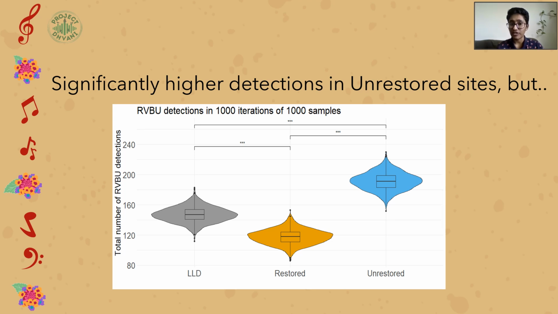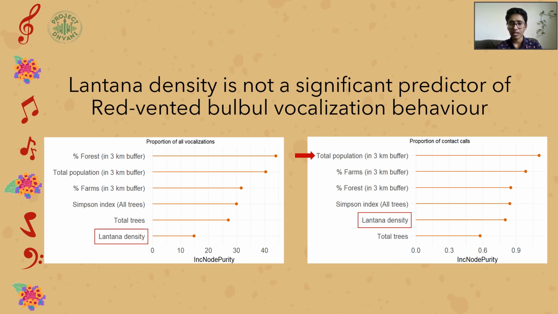Our results revealed a significantly higher number of red-vented bulbul detections in unrestored sites compared to restored and low lantana sites. However, in our random forest models, we observed that lantana density was one of the lowest predictors of the proportion of vocalizations. This might indicate that the observed differences in detections might be due to factors other than lantana density, such as vegetational complexity and microclimatic conditions that can affect how signals travel through the habitat.